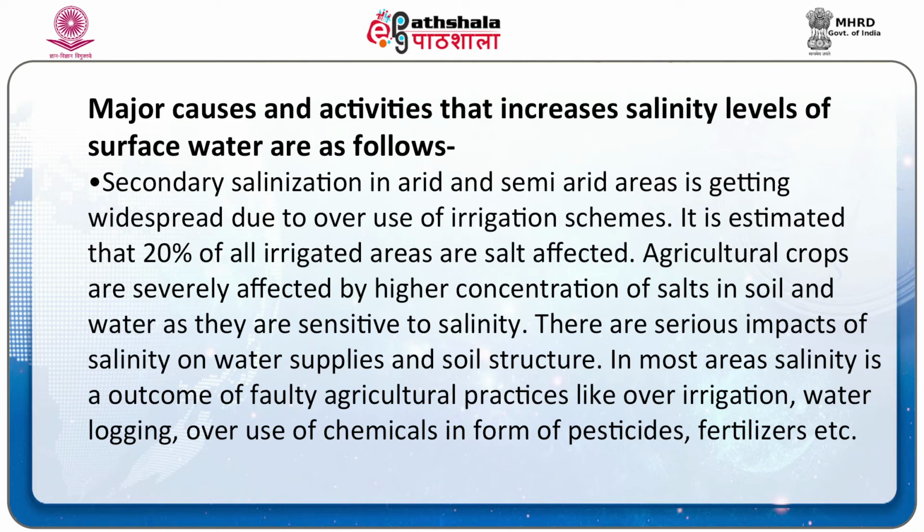Agricultural crops are severely affected by higher concentration of salts in soil and in water as they are sensitive to salinity. There are serious impacts of salinity on water supplies and soil structures. In most areas, salinity is the outcome of faulty agricultural practices like over irrigation, waterlogging, overuse of chemicals in the form of pesticides and fertilizers, etc.